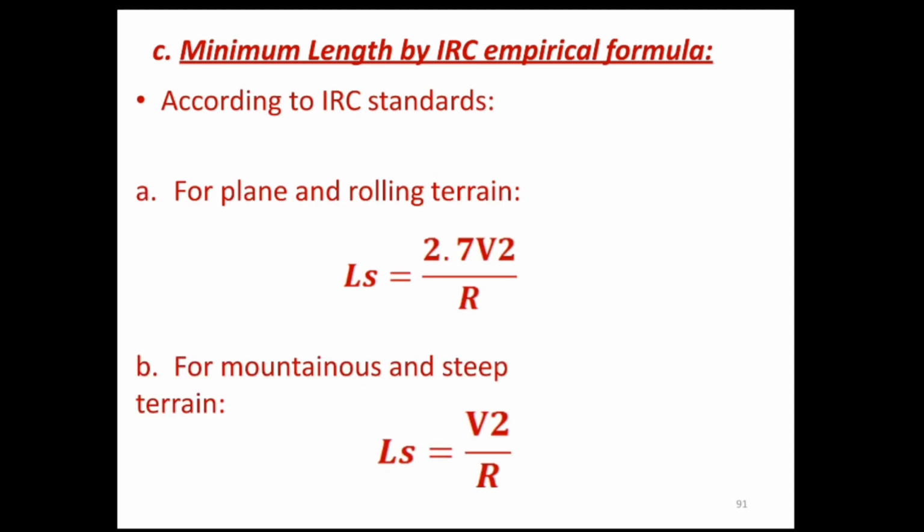Now, the minimum length by the Indian Roads Congress empirical formula. According to the Indian Roads Congress standards, the length of the horizontal transition curve Ls should not be less than the value given by the following equations. First, for plain and rolling terrain, the length of the transition curve Ls will equal 2.7 multiplied by V square upon R. For mountainous and steep terrain, Ls will equal V square upon R. Ls should be the highest of the above three values.